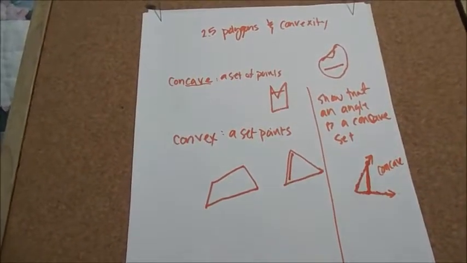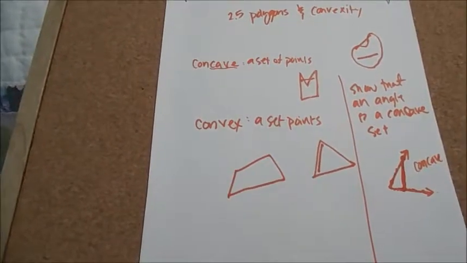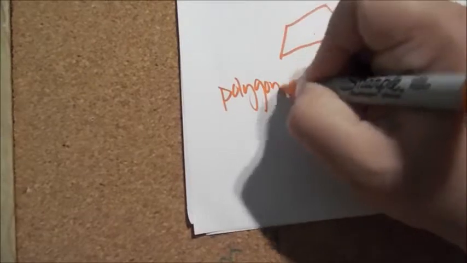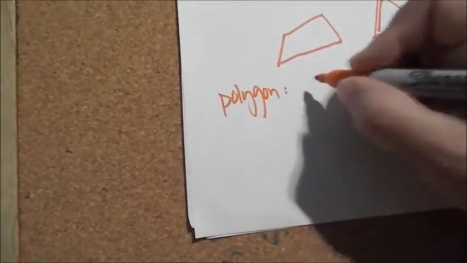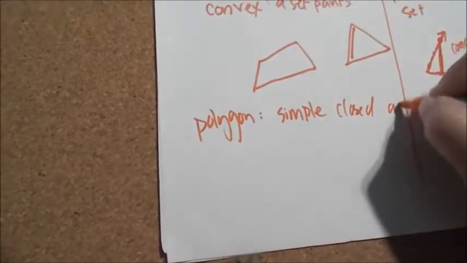If you have more questions about that or need me to clarify more examples, I'll definitely go over those. You turn the page, we're on 2.5, so page 62. We have a polygon. All of this should go in your folders, but a polygon is a simple, closed curve.